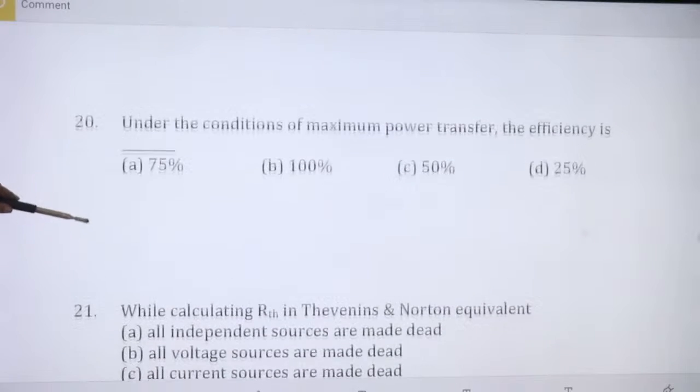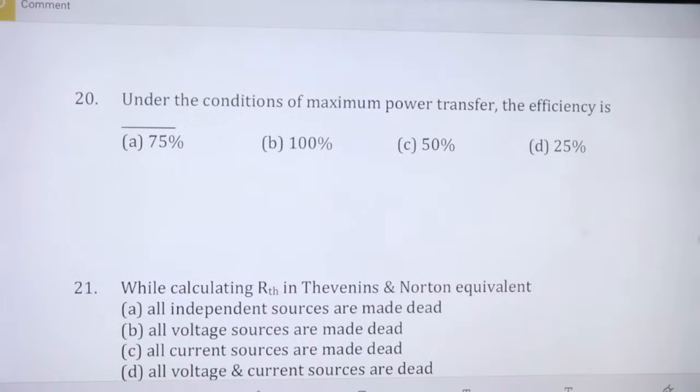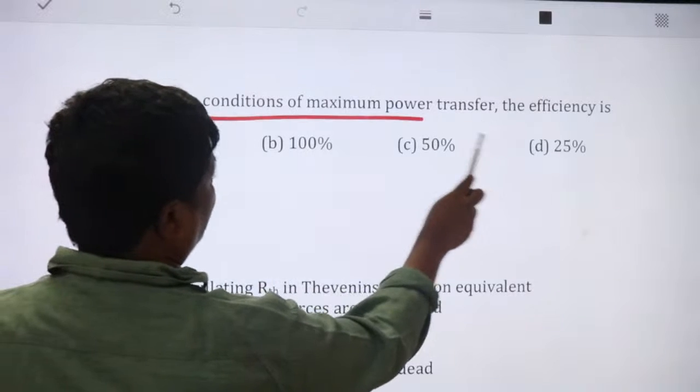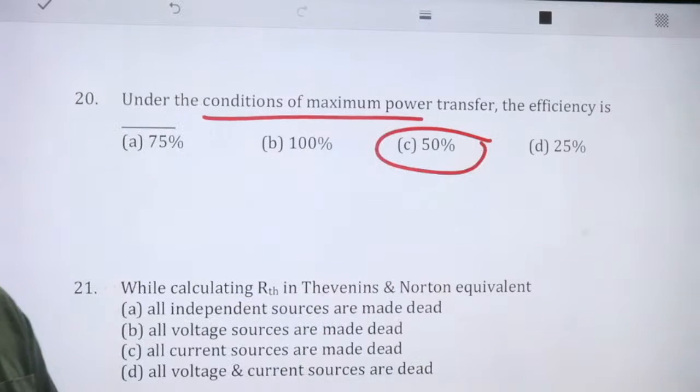Next, under the condition of maximum power transfer, what would be the efficiency? The efficiency according to the maximum power condition is 50%.